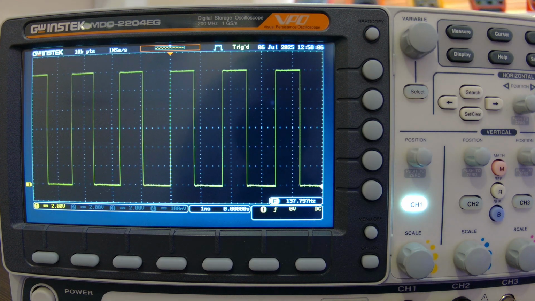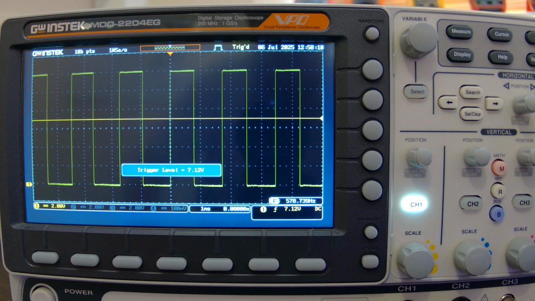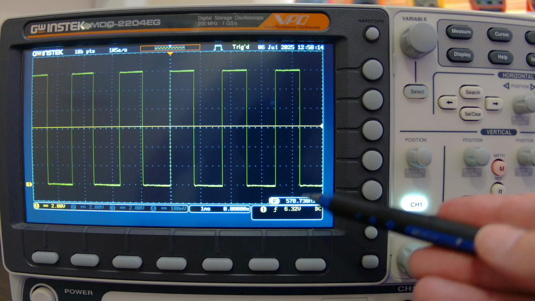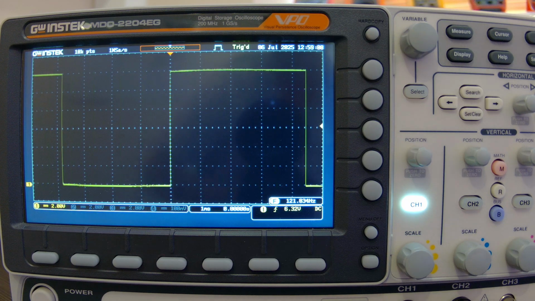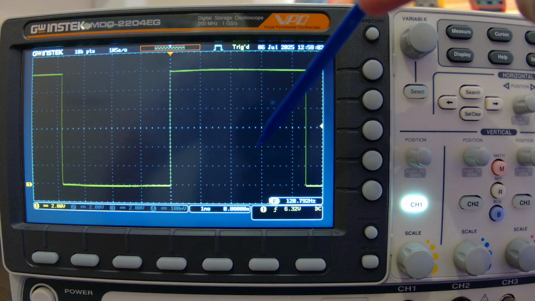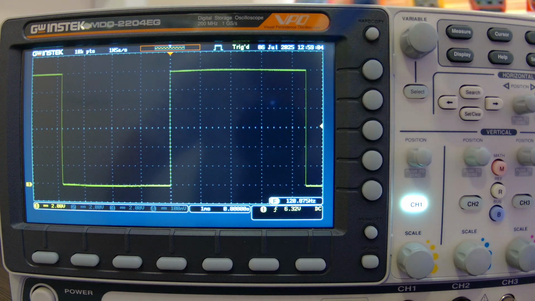Get that on the screen a bit more. And it's a bit all over the place at the moment. Well, let's adjust my triggering. There we go. So 579 Hz. Okay, so that's much higher than before. 579. And I've got the frequency range jumper now in the third position. And again, the frequency potentiometer is all the way anti-clockwise, and I'm getting 120 Hz.